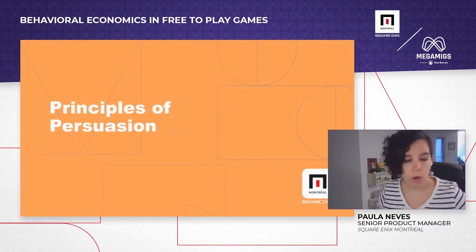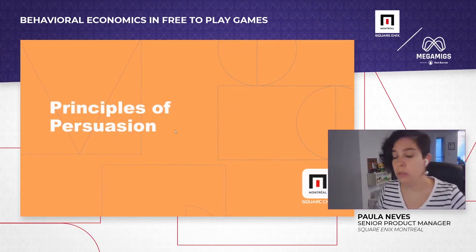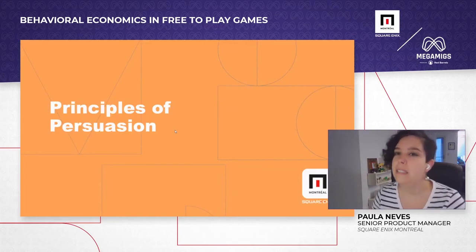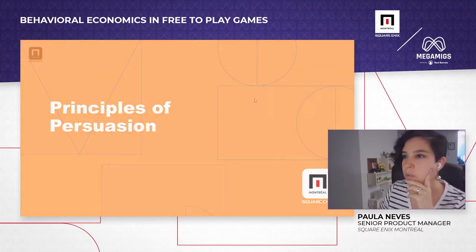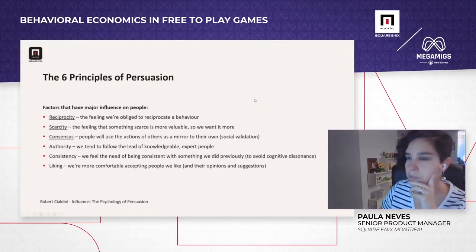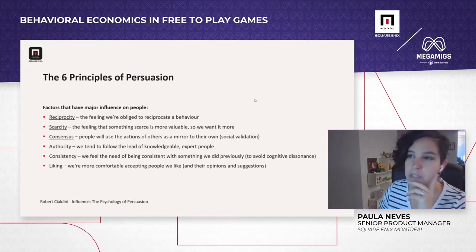So I wanted to go also now into the principles of persuasion. So we were talking about Dan Ariely's book before, and this is another classic book by Robert Cialdini, Influence: The Psychology of Persuasion. And I would like to discuss a few of the principles with you and how we can apply them. These are the 6 principles he talks about. These factors have a major influence on people.